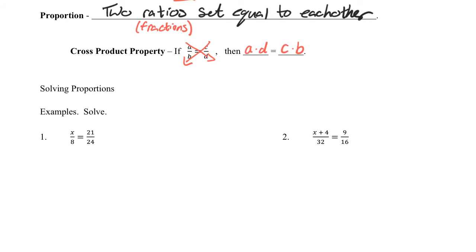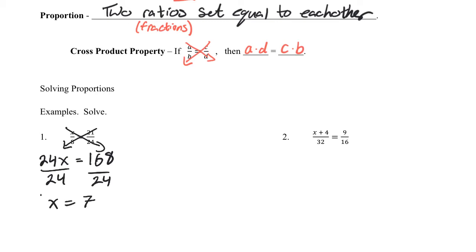Okay, so anytime we look at these, we mostly just want to start by applying that cross product property. Okay, so multiplying straight across here, we get 24x equals, and then multiplying across here, we get 21 times 8, which is 168. At this point, it's just a normal solving equations. We don't have any fractions. So I'm going to divide both sides by 24. And we find that x equals 7, and we are done.